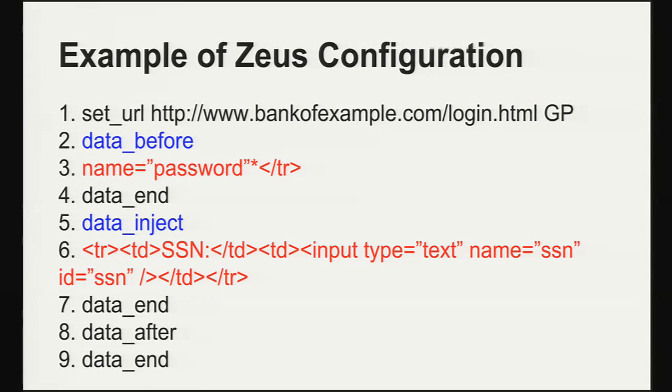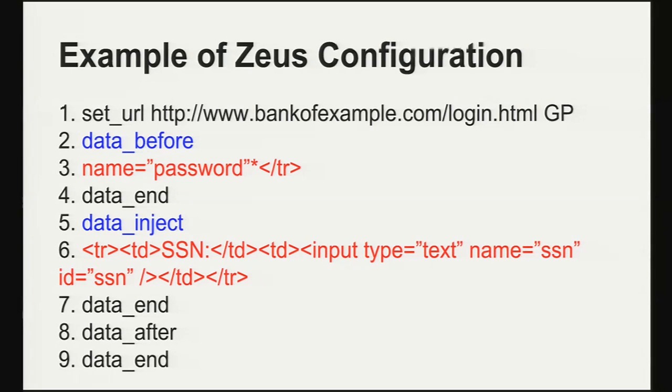So once the bot just resides inside the browser, and if it goes to another page, it doesn't activate. But if it goes to the Bank of Example and they find that the line name equals password, then they inject the line to ask for your social security number. So that's line 6. They can also do the match for the data after, but here they just don't need to. So with such a simple configuration, you can make the injection for one particular bank.